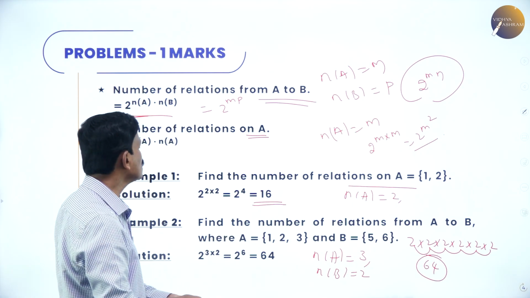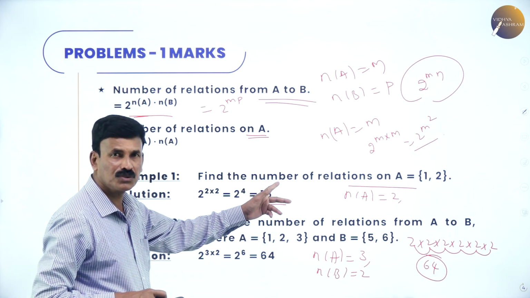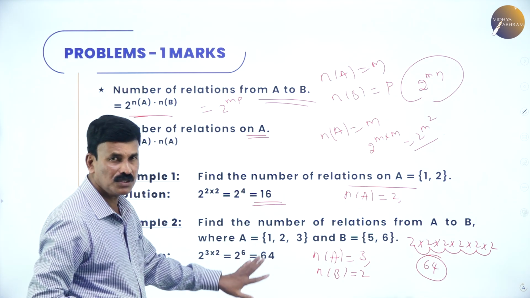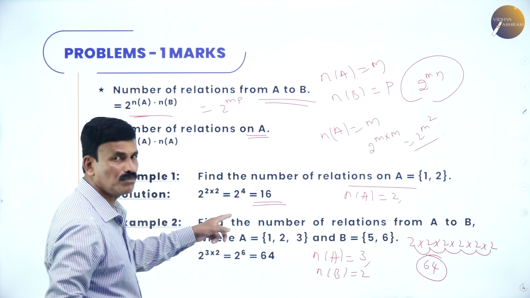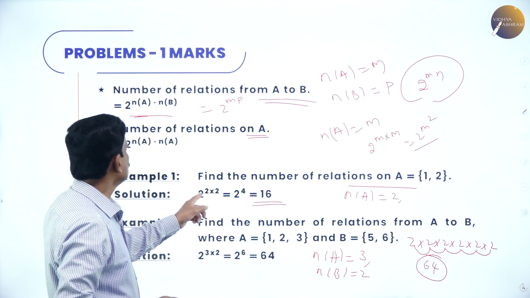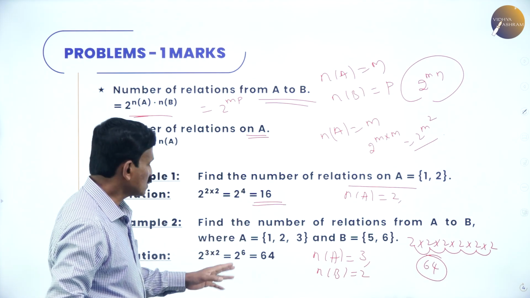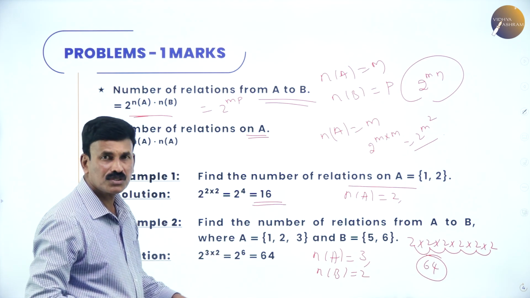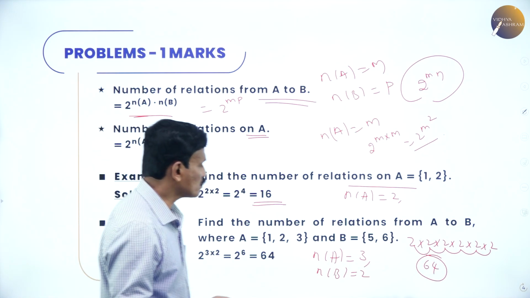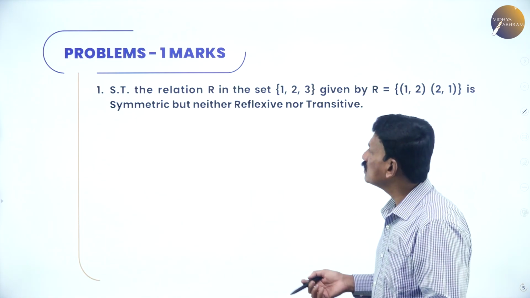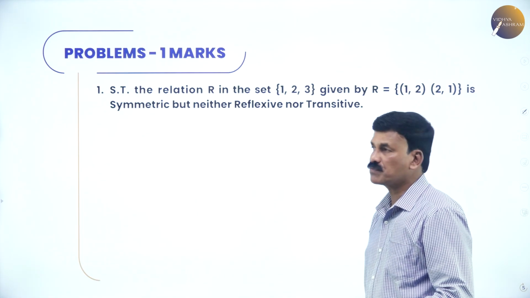See the difference. Here the number of relations from A to A, and here the number of relations from A to B. In both cases, it is 2 to the power of m into n. That is 2 to the power of 2 into 2, which is 2 raised to 4, is 16. And 2 to the power of 3 into 2 is 2 raised to 6, is 64. That's it. Now let us take the next problem for 1 mark. You may expect this type of question for 1 mark.